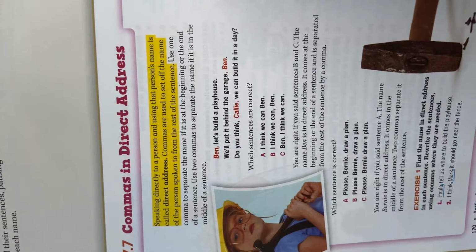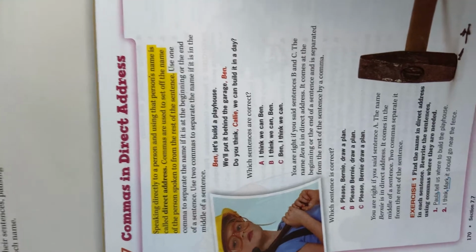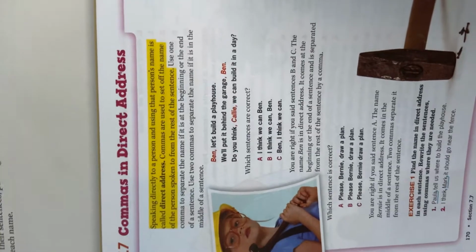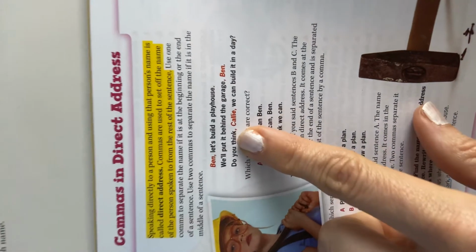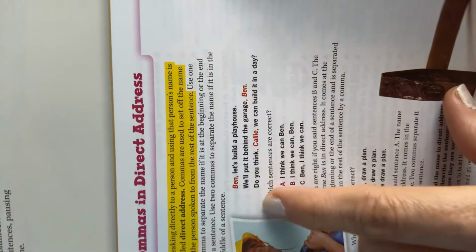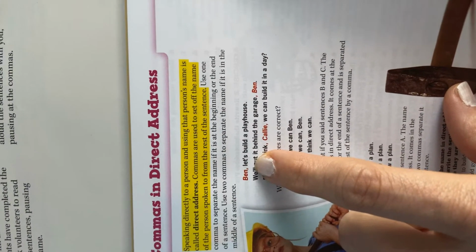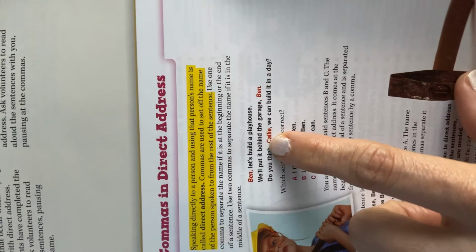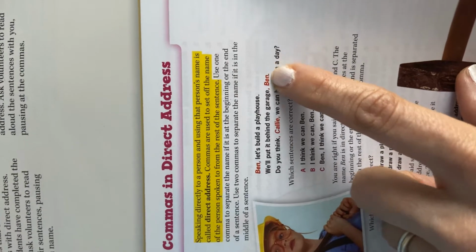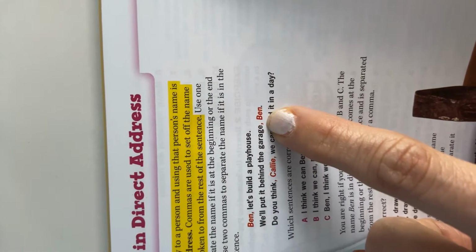So you use the comma to separate the name if it is at the beginning or the end of a sentence. And you use two commas to separate the name if it's in the middle. This is the really important part, and I want you to look at the examples. "Ben, let's build a playhouse." You're talking to Ben, so the comma comes after his name, because that's who you're talking to. Now look at it at the end of the sentence. "We'll put it behind the garage, Ben." In the end of the sentence, the comma is going to come before the word.